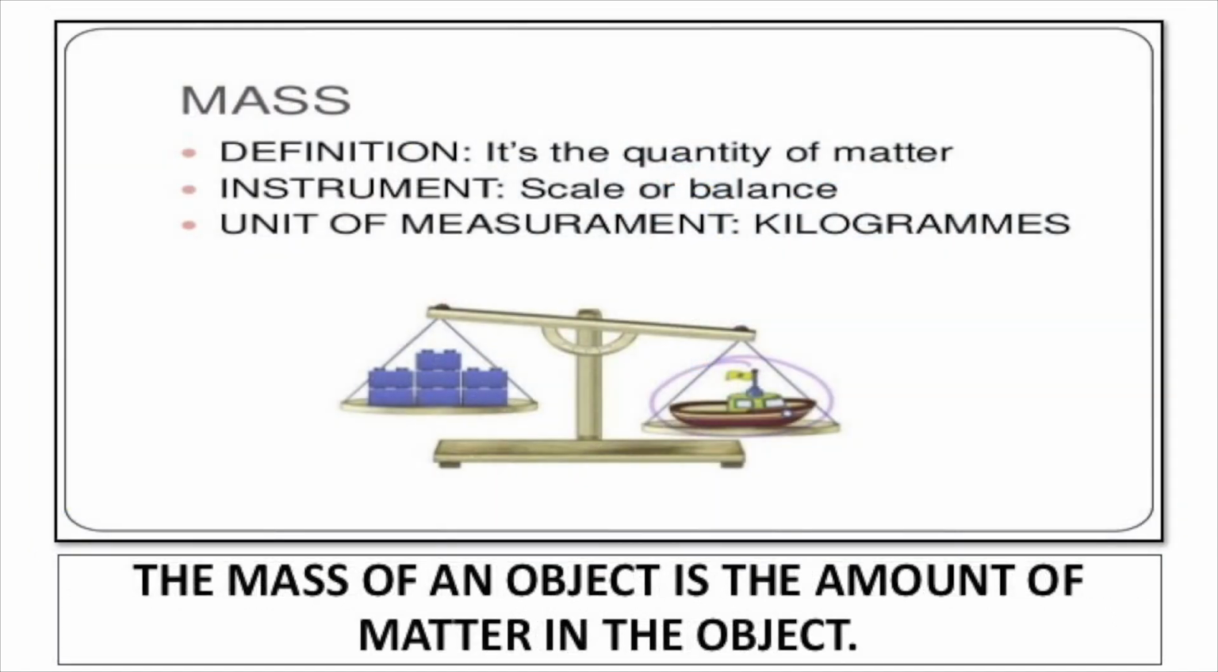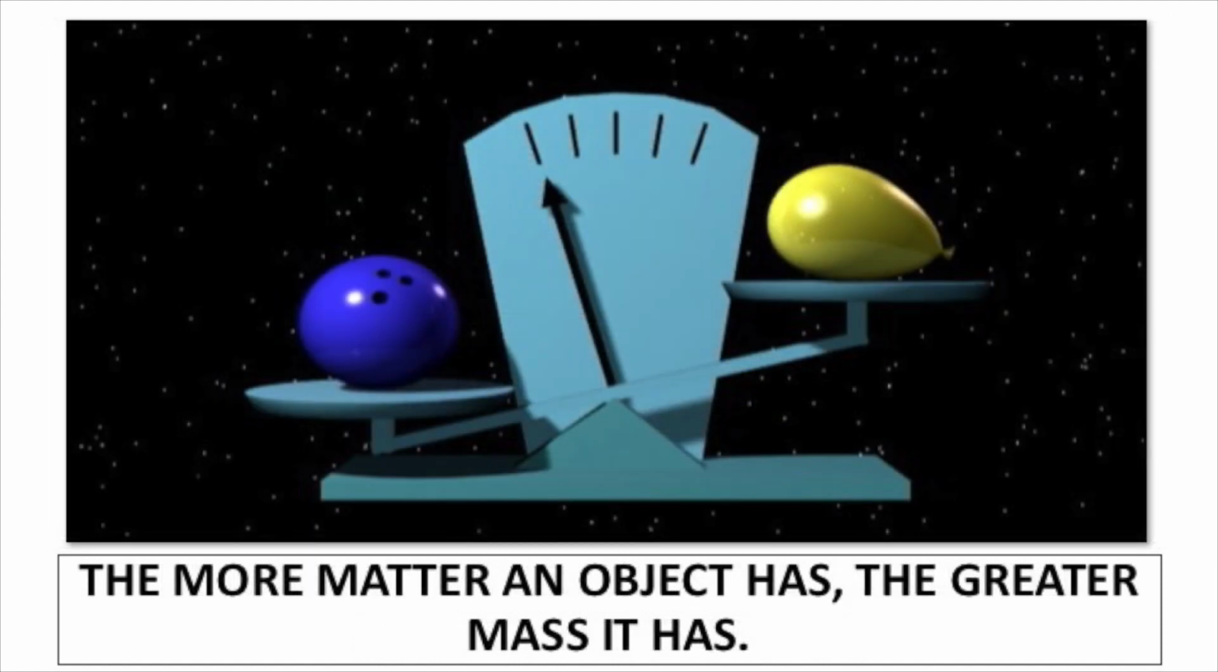Now, more about mass. The mass of an object is the amount of matter in the object. Yes, like we learned, or like we remembered earlier, mass relates to matter. The amount of matter in something, the amount of mass. The more matter an object has, the greater mass it has. What do you think has the most mass? The bowling ball or the pear?